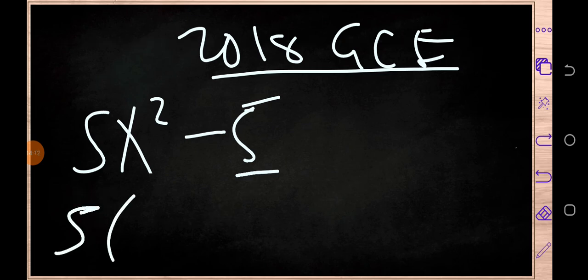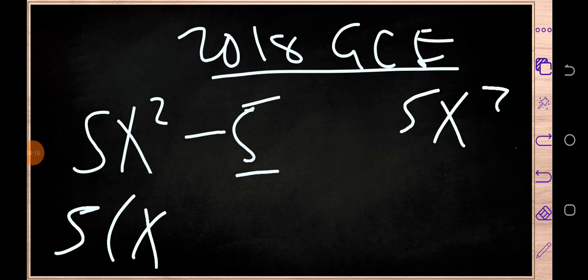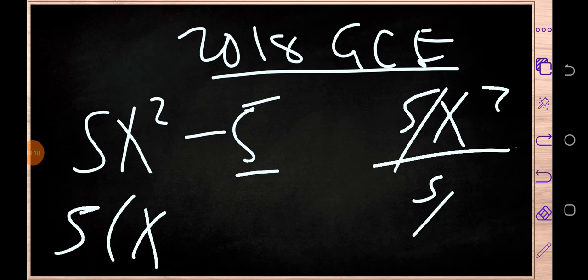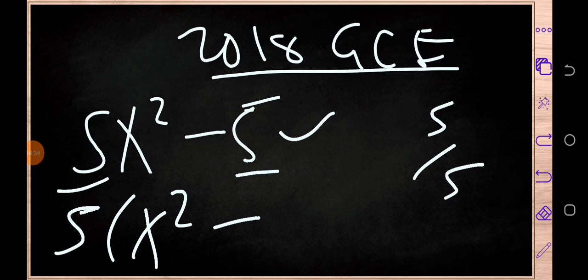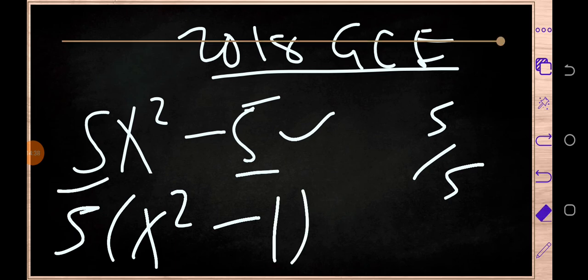So I'm going to write it like this: 5x squared divided by 5. This one cancels with this one. We are going to have x squared minus 5 divided by 5. This 5 divided by this 5, the answer is 1. Okay. So what is the next step?